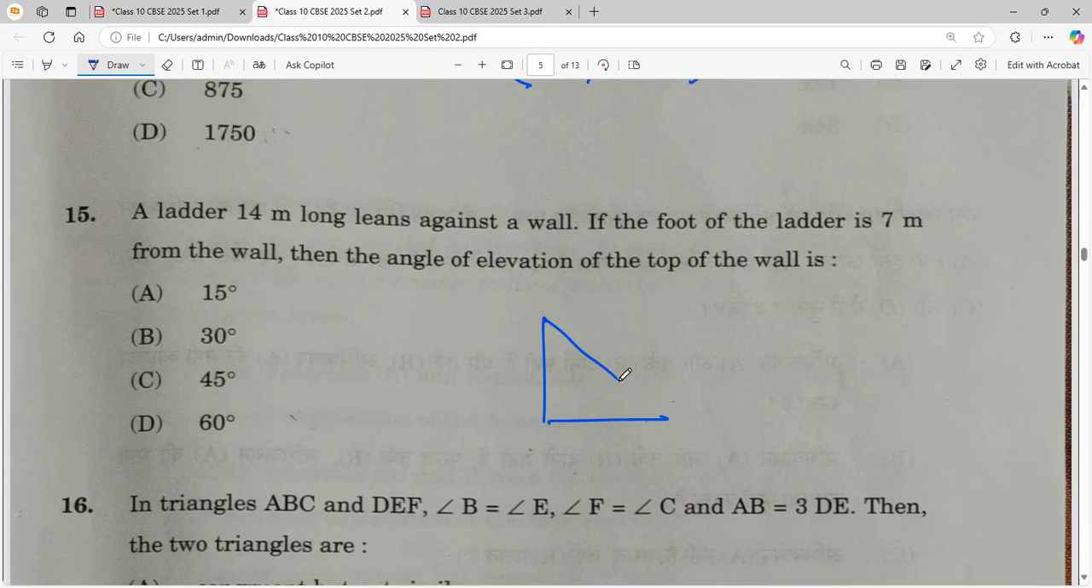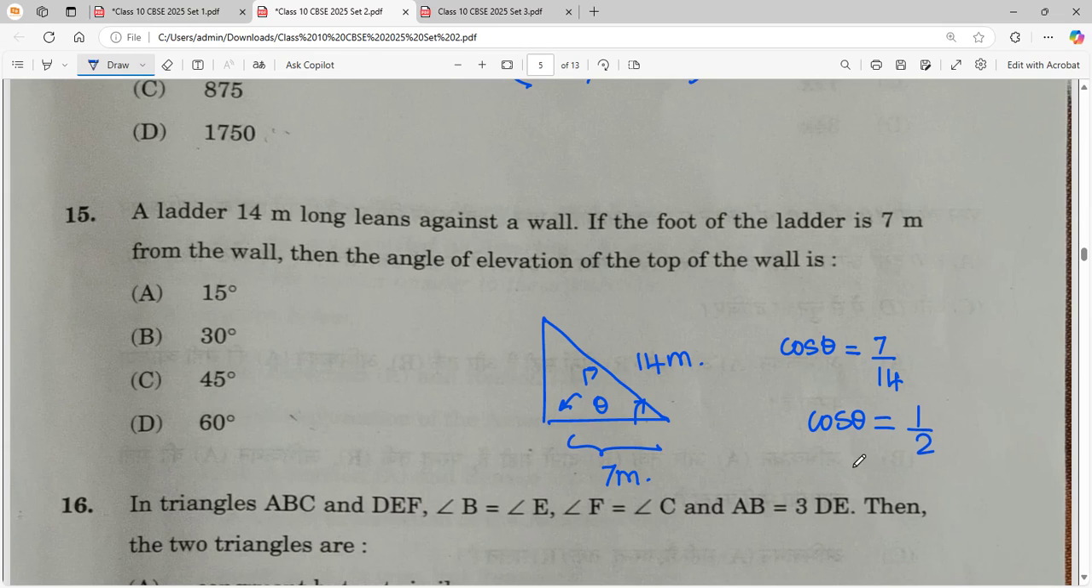A ladder 14 meters long leans against a wall. The foot of the ladder is 7 meters from the wall. Angle of elevation: we need to find this theta. So cos theta, I'm using cos theta, not sin theta or tan theta, because the adjacent side and the hypotenuse are involved. So cos theta is equal to 7 divided by 14. Cos theta is equal to 1 by 2. This is possible only for theta being equal to 60 degrees.